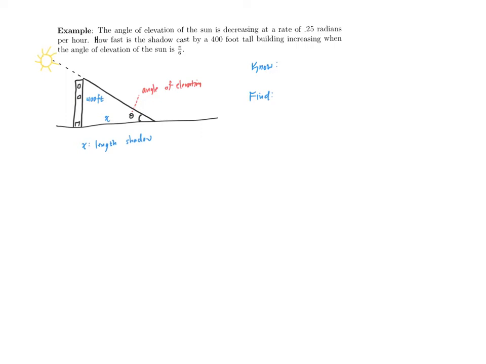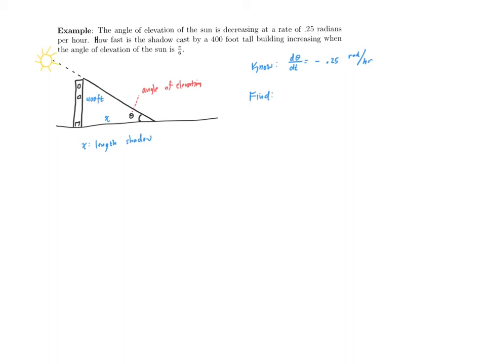So in this problem, we are told the angle of elevation of the sun is decreasing at 0.25 radians. So that tells us that d theta dt is equal to minus 0.25 radians per hour. And do make sure that you're paying particular attention to words like decreasing or increasing. Because it's decreasing, we know it's going to be a negative rate of change.